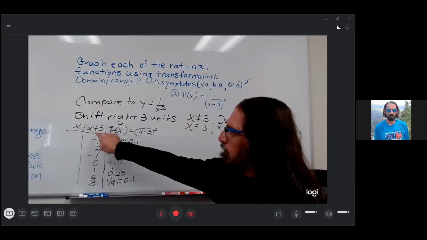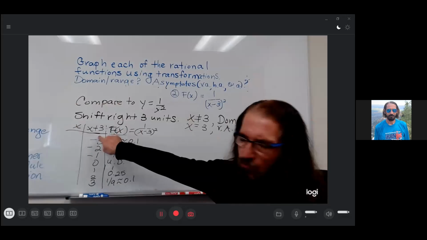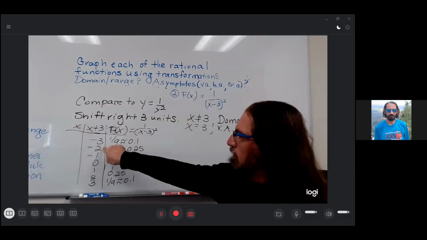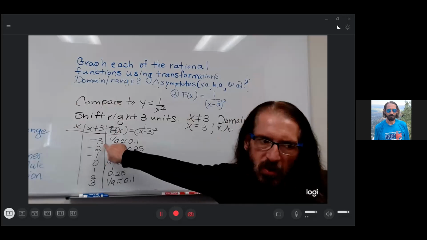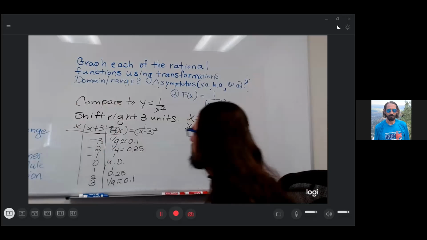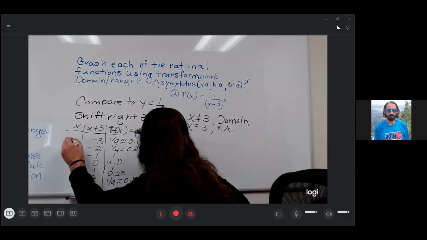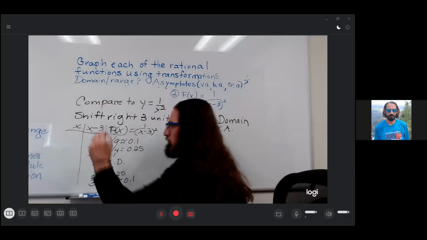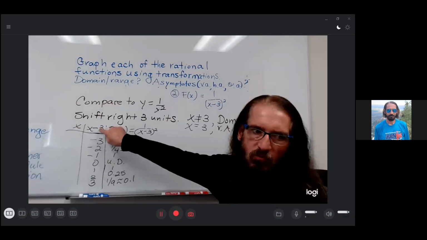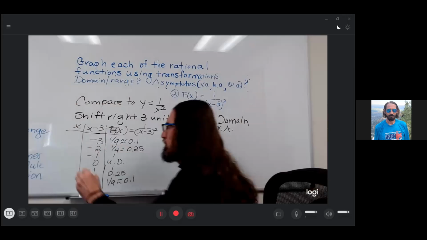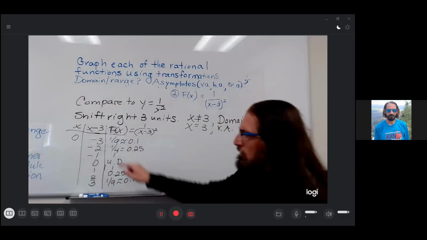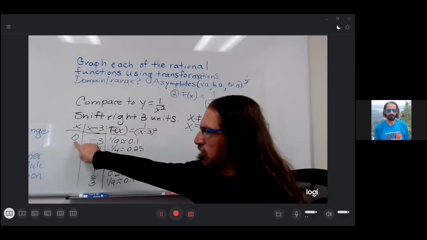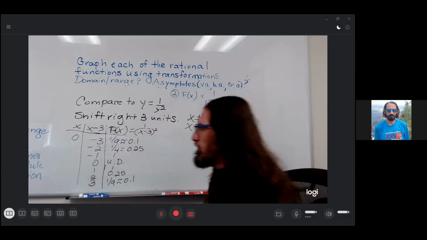If you solve for what makes x plus 3 equal -3, subtract 3 from both sides, you would get -6. Sorry, that's x minus 3. So add 3 to both sides. x minus 3 equals -3. Add 3 to both sides, you get 0. It's the same result as shifting this x coordinate 3 units to the right. So do the same to the rest.